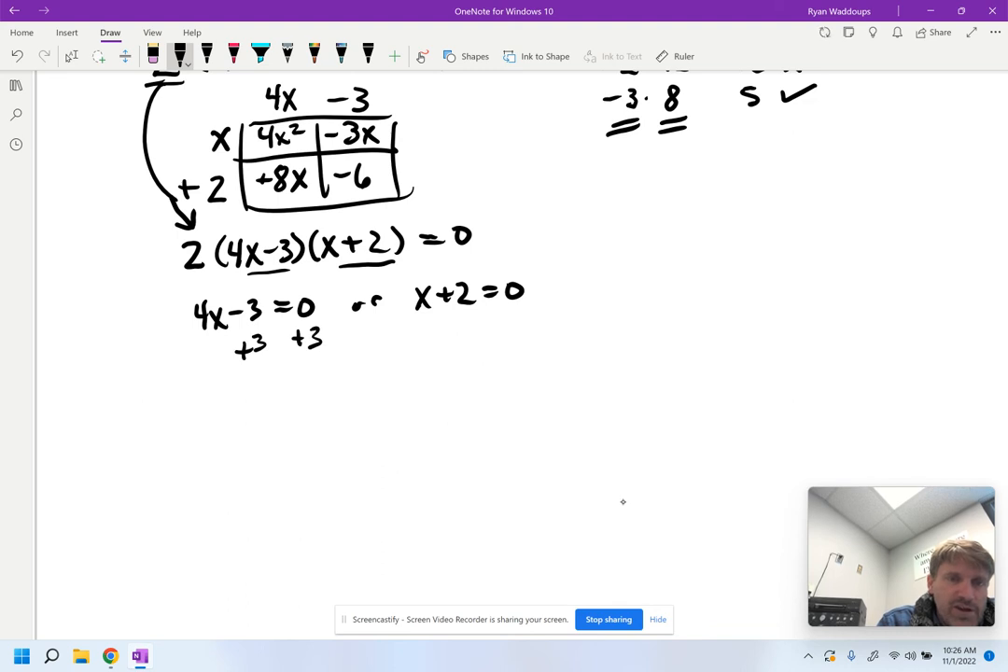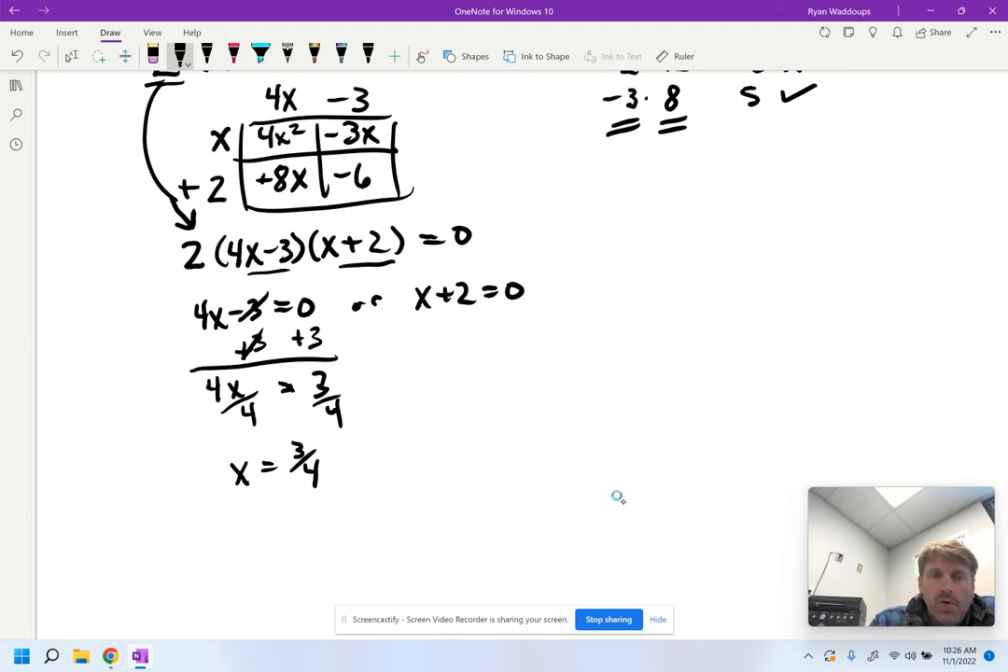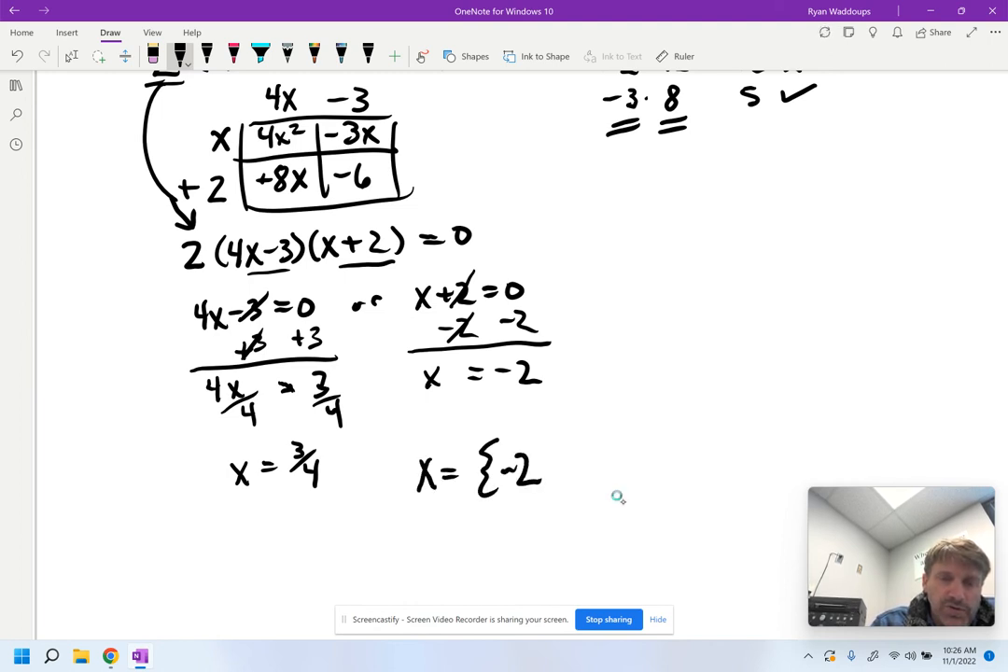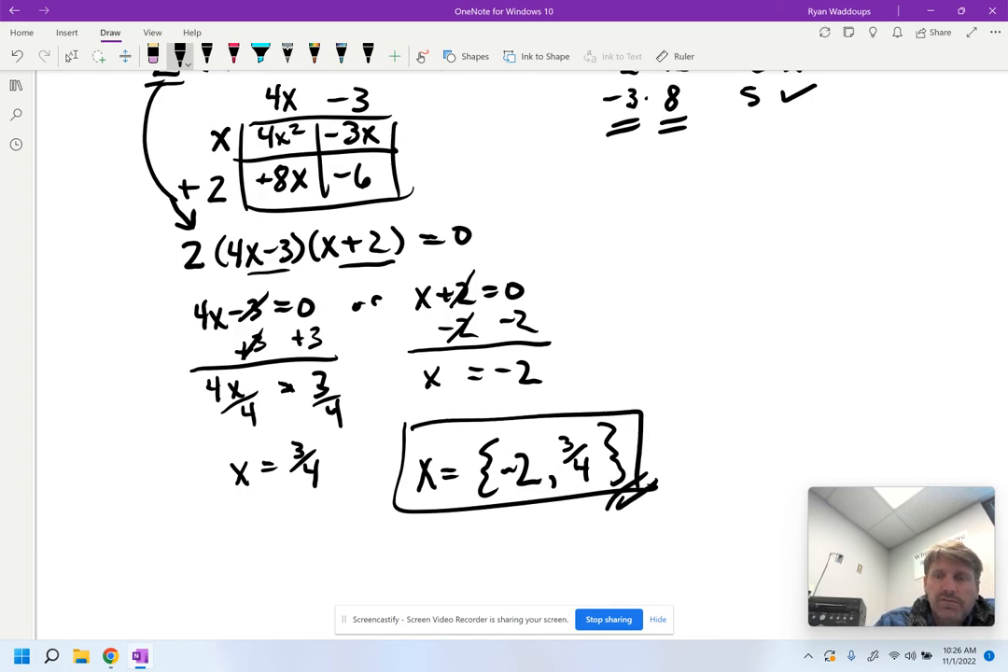Add 3 and add 3. 4x then equals 0 plus 3, or 3. Then divide by 4. Divide by 4. And x then is equal to 3/4. Or on the other side, I subtract 2 from both sides. This is just a single step equation, so x equals negative 2. And so my solution set is x is equal to negative 2 or 3/4. And those would be the two solutions for this problem.